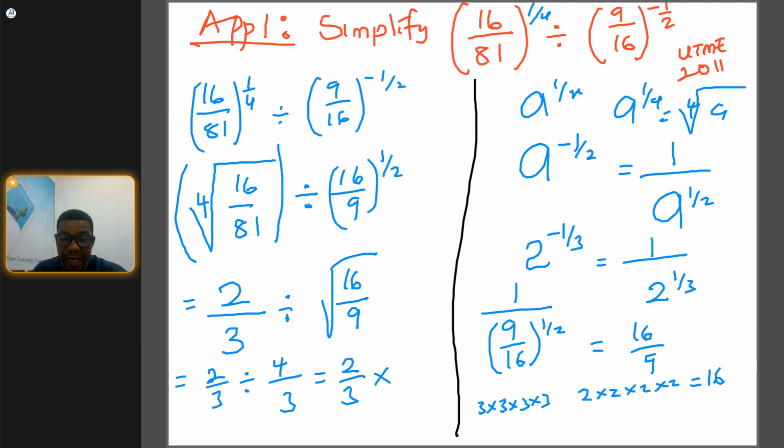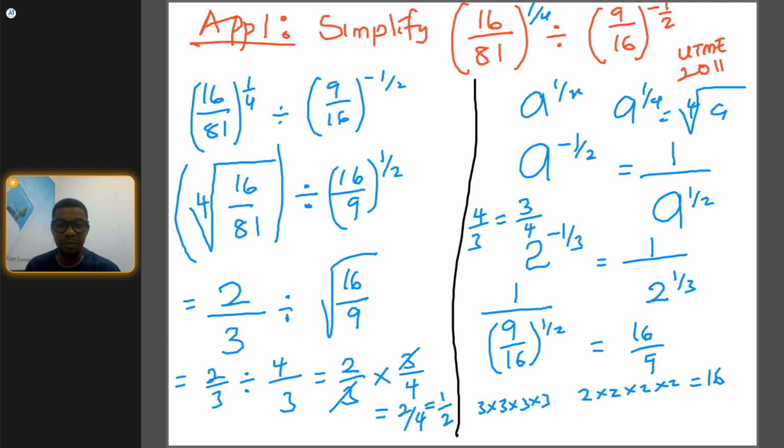And when I do that, I need to reciprocate 4 over 3. The reciprocal of 4 over 3 is 3 over 4. So we have 3 over 4. 3 cancels 3, then we have 2 over 4, which is 1 over 2. So the response for that UTME question is 1 over 4. I believe that is clear to everyone. All right. Okay. 1 over 4.